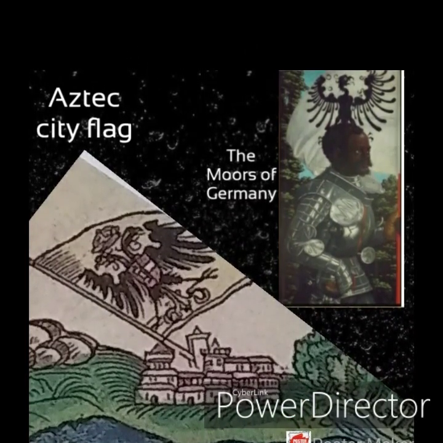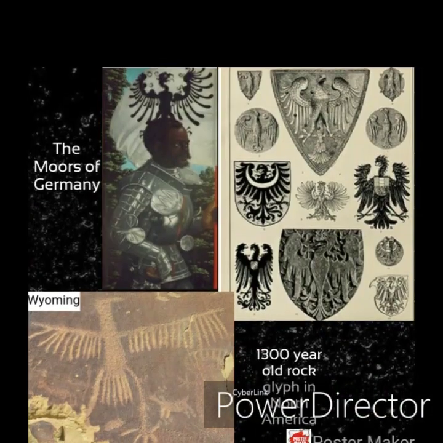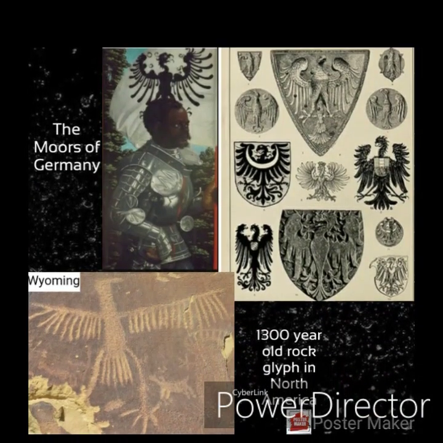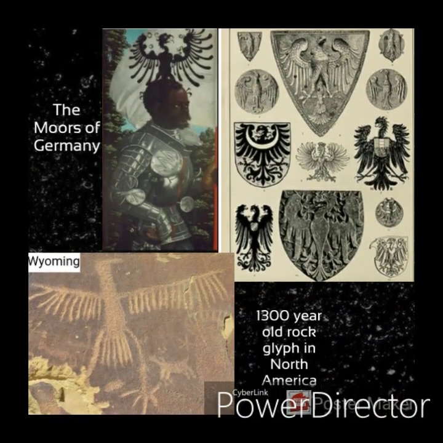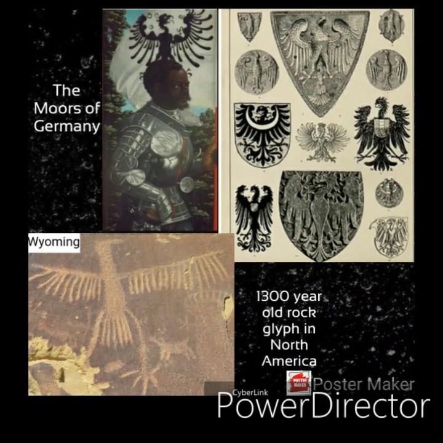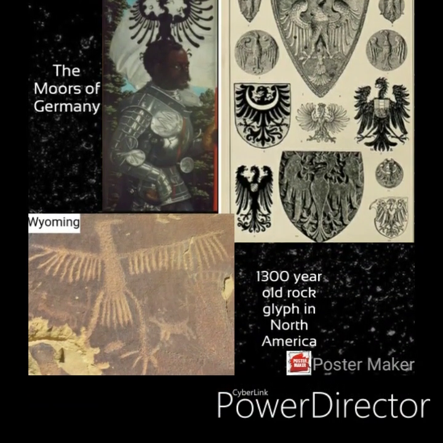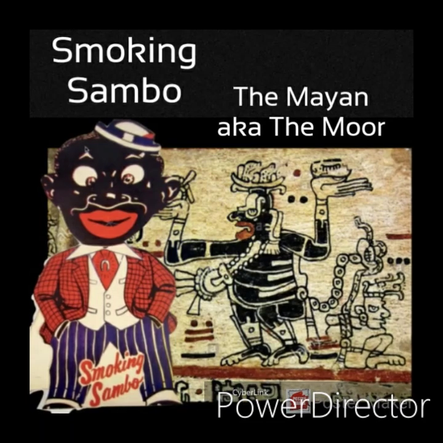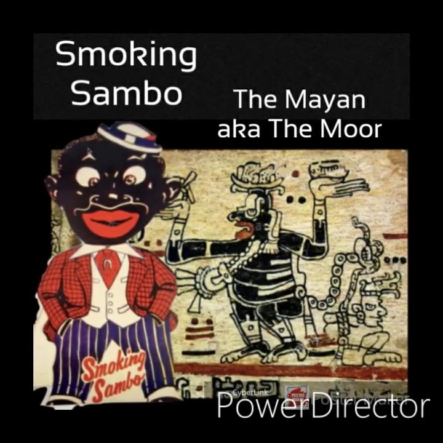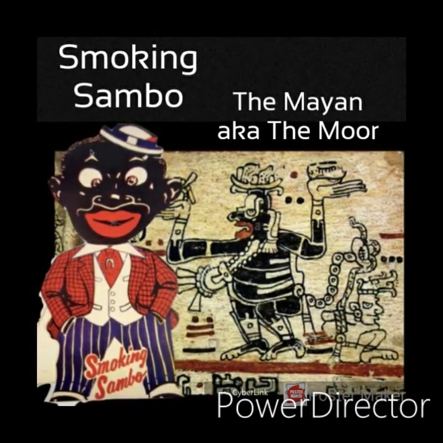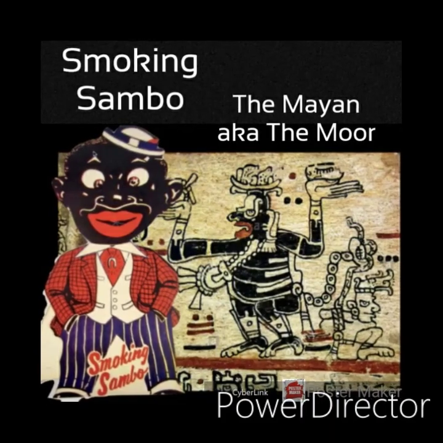And this ancient symbol used by the Moors was not only found in Mexico and in Germany and other parts of Europe, but this symbol was also found in 1300-year-old rock glyphs in North America. And as I've said before, Sambo is a derogatory term given to Black Indians. And as you can see, Sambo looks like a Moor.